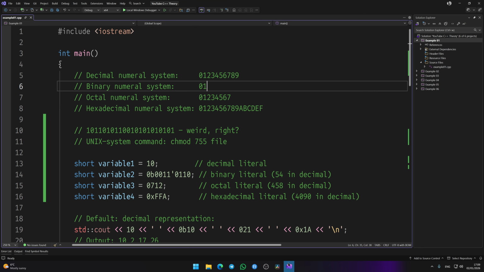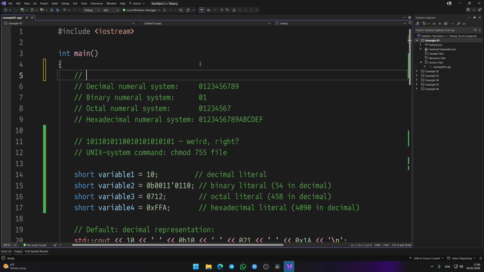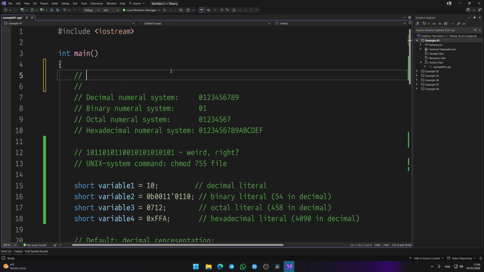So what exactly is a numeral system? It's just a way of writing and representing numbers using a specific set of symbols, like digits, and certain rules for how to use them. For example, in everyday life we use the decimal system, the one with digits 0 through 9.